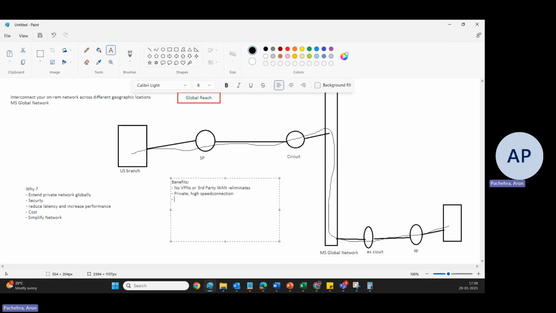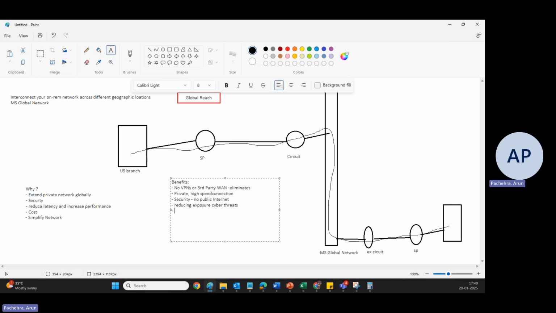And it uses the Microsoft backbone network, so reducing network hops and delays compared to the public internet. So high speed. It keeps traffic off the public network, so it provides you high security. No public internet, so reducing exposure to cyber threats.